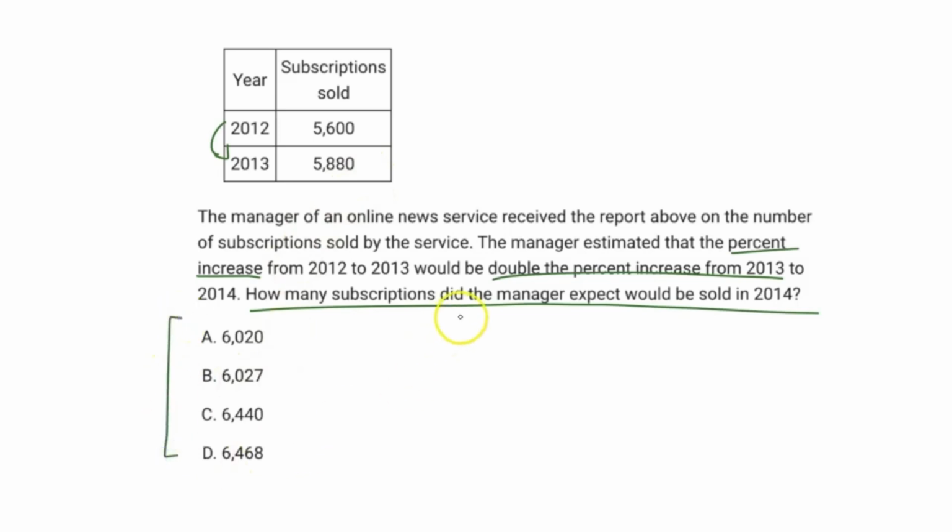So now we just have to find our percent increase from 2012 to 2013. Okay, so to do that, we're just going to do 5,880 minus 5,600. So if you took chem, it's kind of like final versus initial over initial. So our initial here would be 5,600.